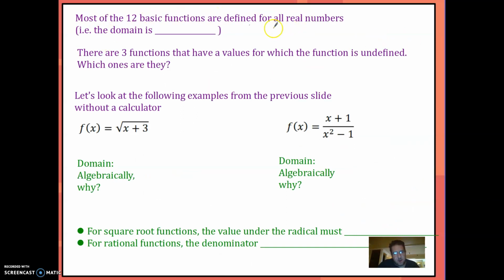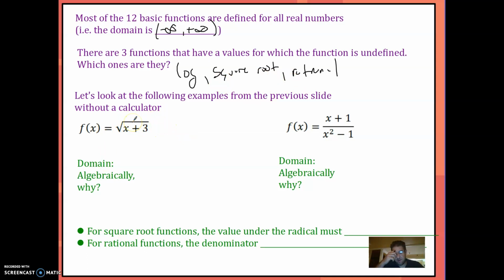Okay, so the 12 most basic functions are defined for all real numbers. The domain is anything from negative infinity to positive infinity. And there are three functions where that does not occur. So that's log functions, then we have square root functions, and also rational functions. Because you can put certain x values into the equation and it's going to be undefined. Whereas all the other functions that we talked about, you can put in any value for the input and you'll always get an output. These functions have limitations.